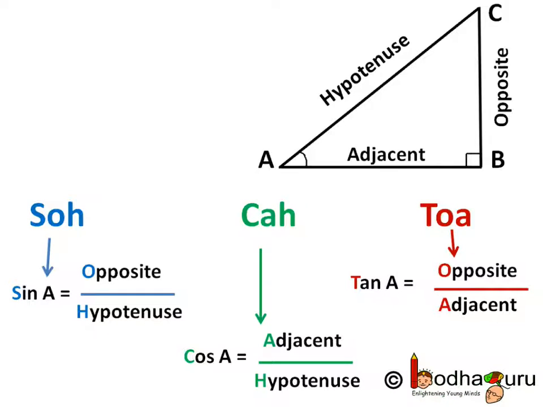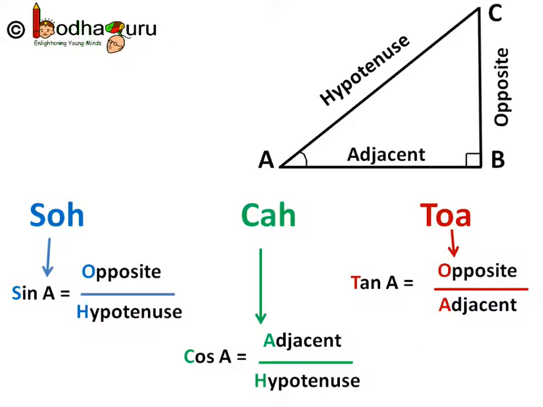So cosine of A is equal to adjacent by hypotenuse. And same way, Toa means tangent. T means tangent. Tan of A is equal to O means opposite, and A is adjacent. So sine is opposite by hypotenuse, cosine is adjacent by hypotenuse, tan is opposite by adjacent. Isn't it easy?